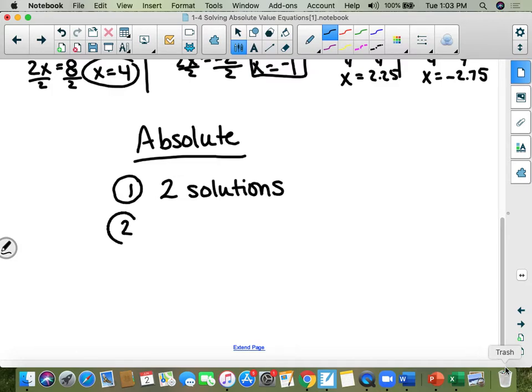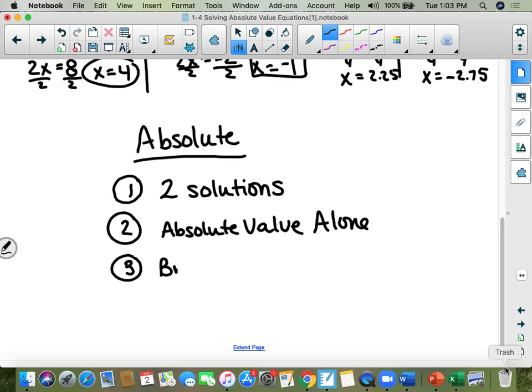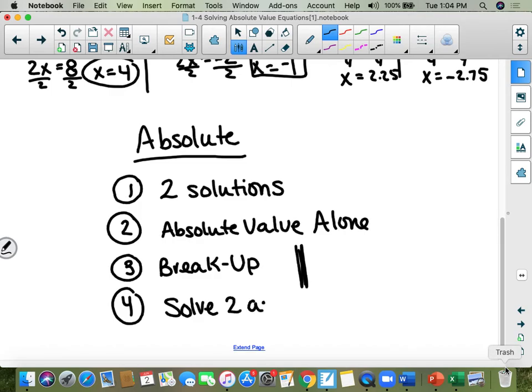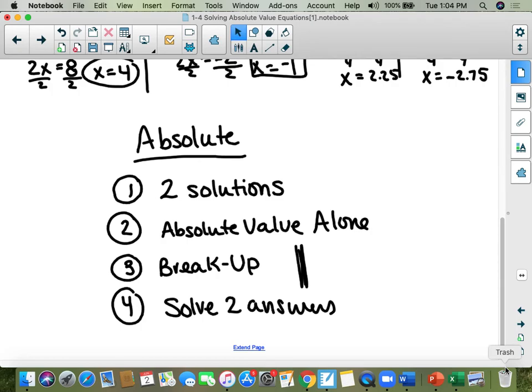Before you get your 2 solutions, though, you have to have the absolute value alone. Once it's alone, you can break it up. I like using a vertical bar to break it up. And then once you break it up into your 2 equations, you solve for your 2 answers. So that's how you do this section.